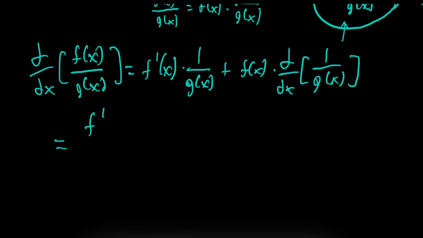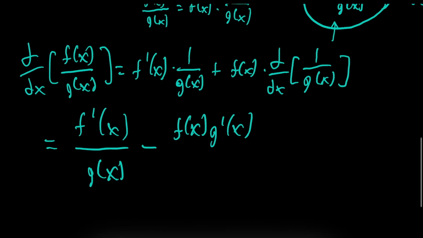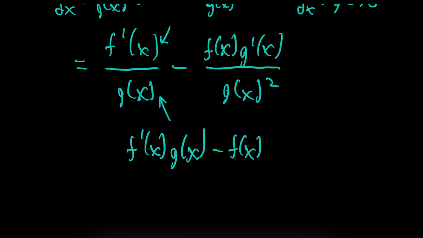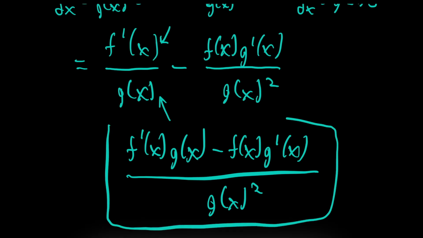So f prime of x over g of x minus f of x g prime of x. Keep in mind, this is negative up here, right? All of that over g of x squared. If I were to multiply both the numerator and the denominator of this over here, I would be left with f prime of x, g of x, right? And now I'm just going to combine these two numerators here. So f of x, g prime of x, all of this over g of x squared. Right here, this is your quotient rule.